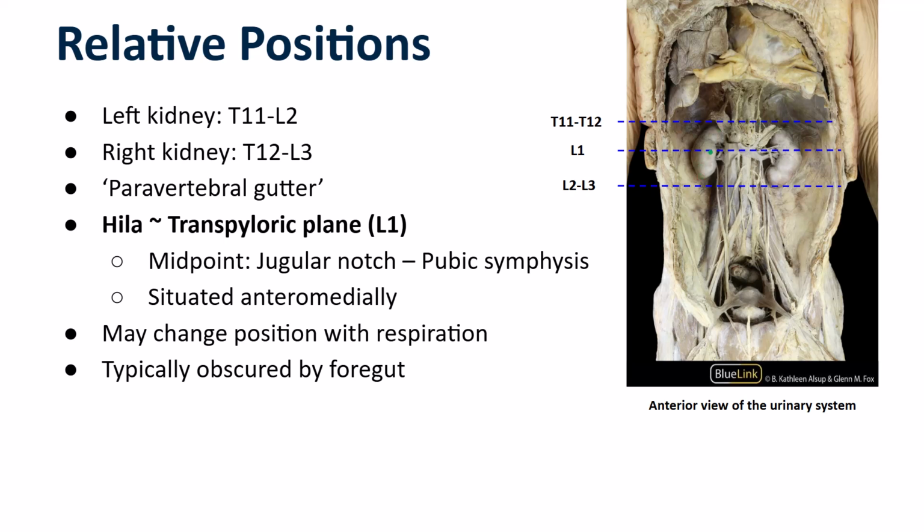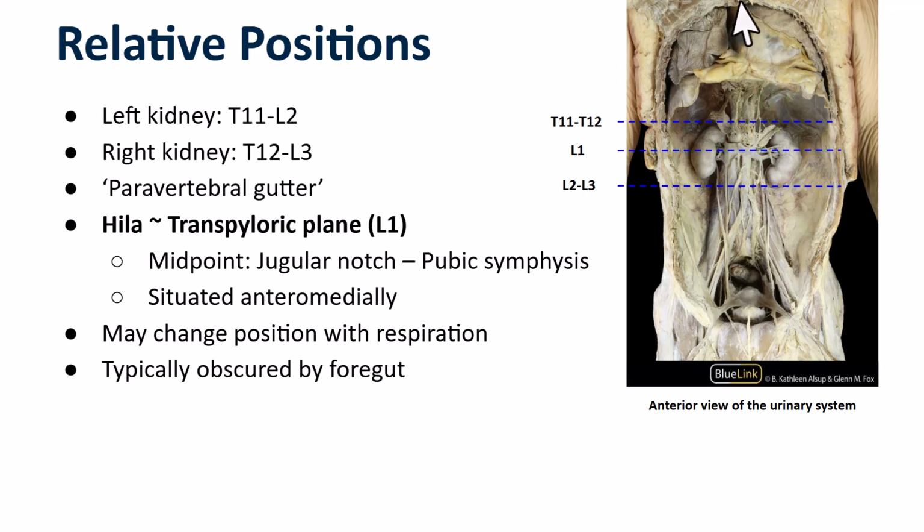The hila of the kidneys can be found along what is known as the transpyloric plane. If one were to imagine the stomach, just to kind of draw this in, and the pyloric part of the stomach going into the duodenum, that pyloric part would sit just at that transpyloric plane. That's at about the level of the first lumbar vertebra.